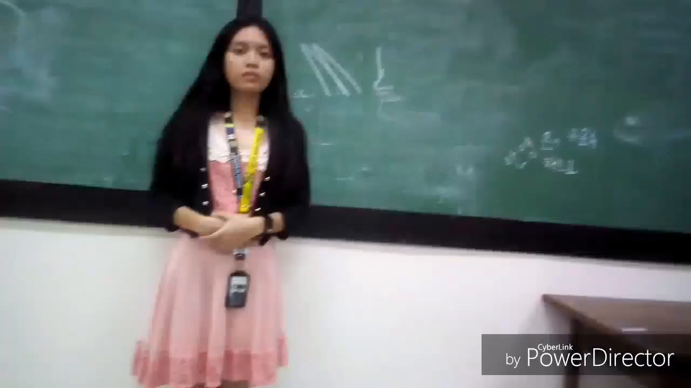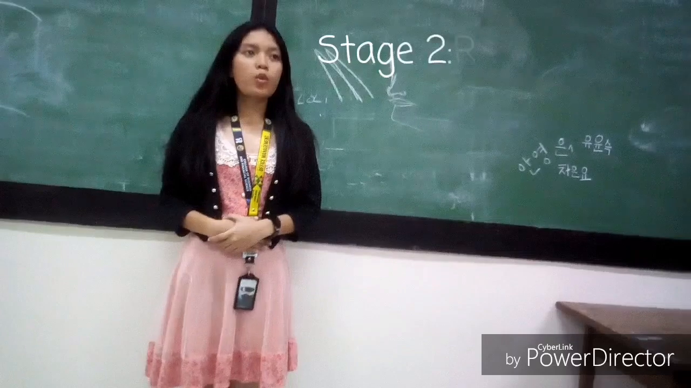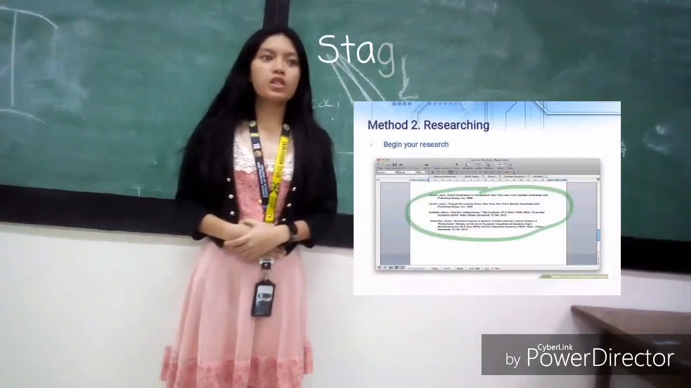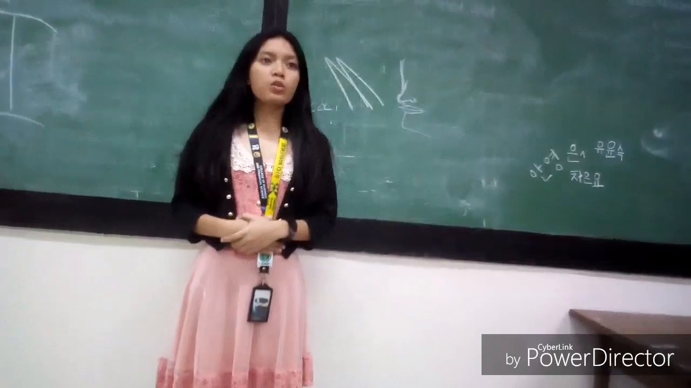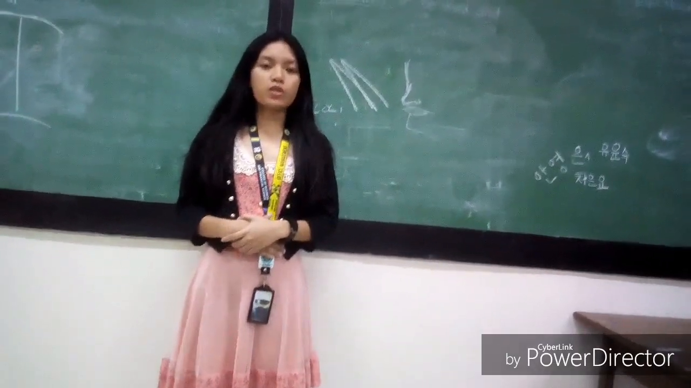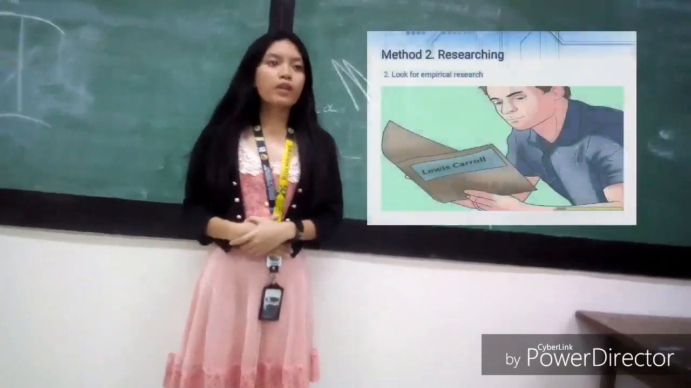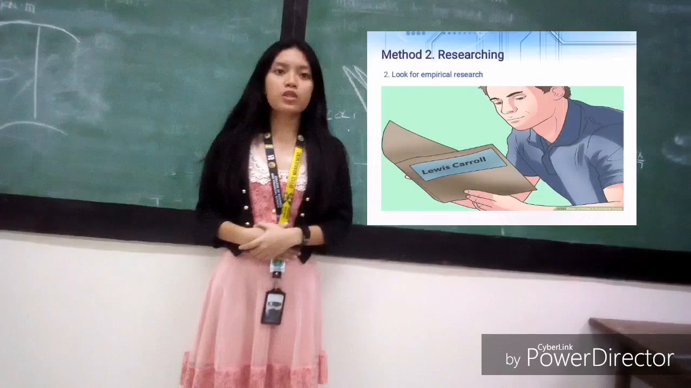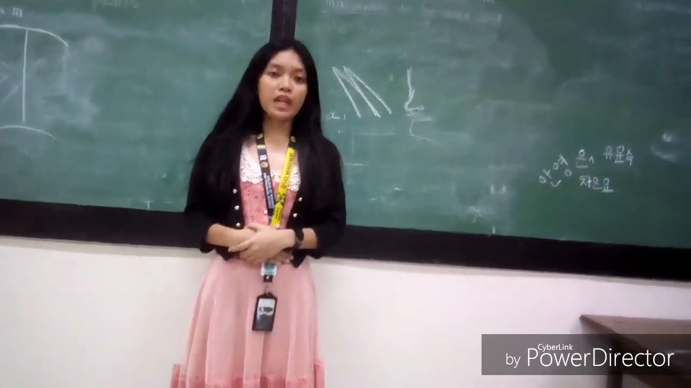Stage 2, researching. Number 1, begin your research. With the topic selected, the next step is to begin researching. Research comes in numerous forms. Take time to look for professional resources that offer valid research. Number 2, look for empirical research. Whenever possible, look for peer-reviewed empirical research. This research is written by experts.